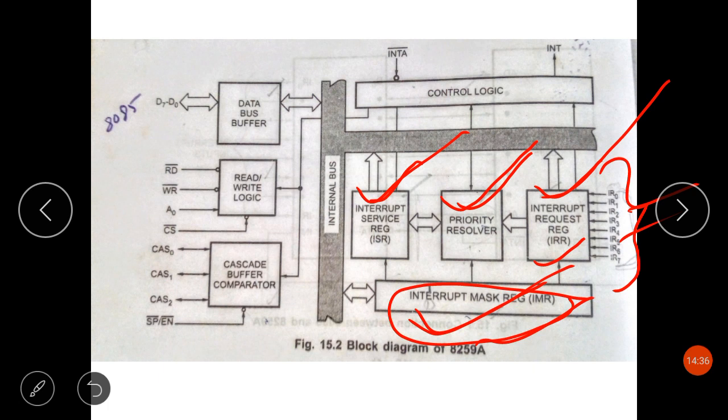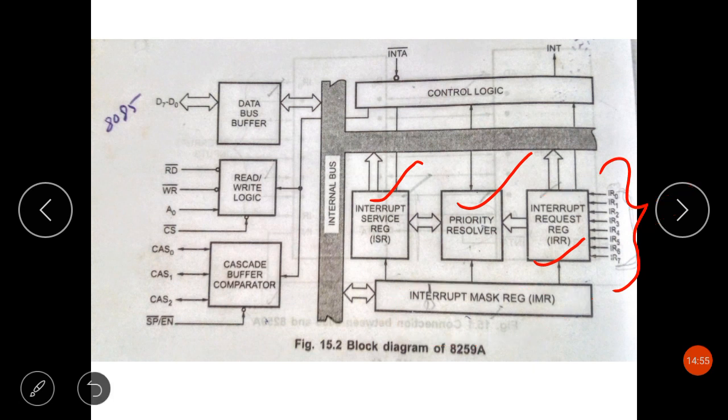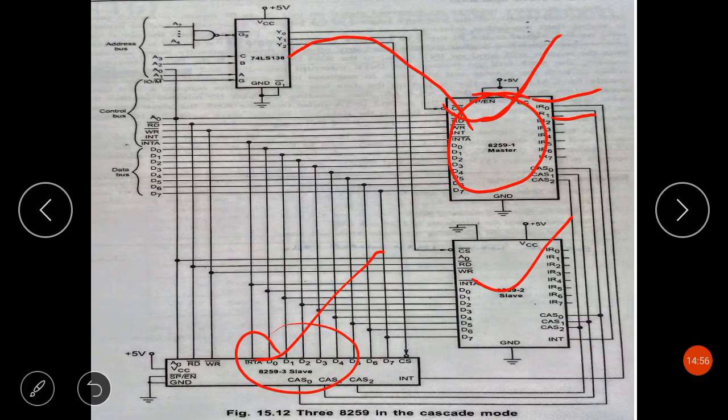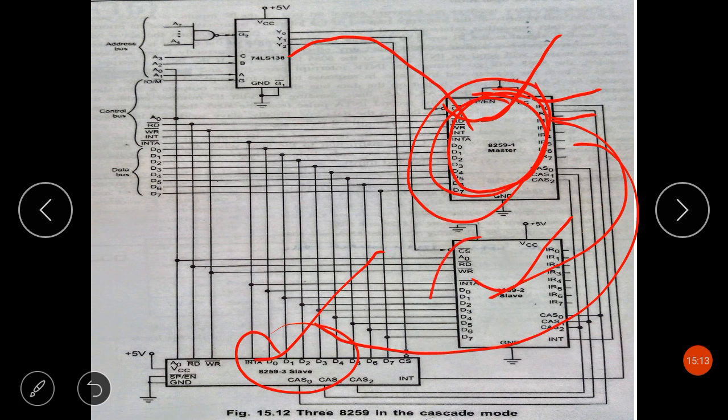Next is the cascade buffer comparator. This section generally controls the signals necessary for cascade operations. It also generates buffer enable signals. As I've told you, the 8259 can be cascaded with other 8259s in order to expand the interrupt handling capacity to 64 interrupt request levels. In such a case, the former is the master and the latter are called slaves.